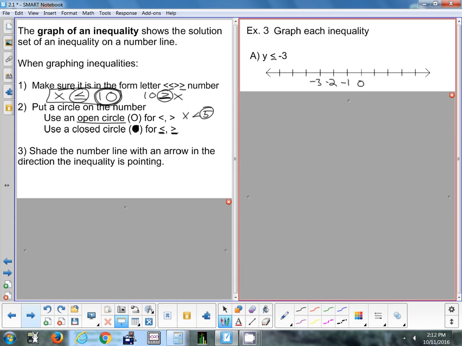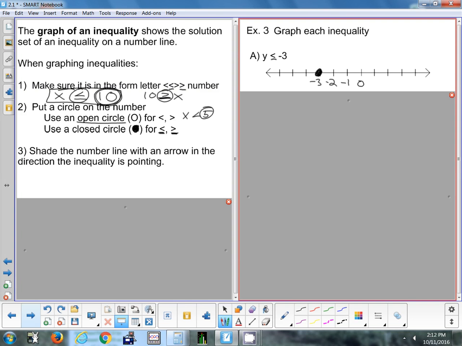Filled in. How'd you know that? Because it says less than or equal to. Right, anytime you have the less than or equal to, that's one of the symbols that you fill in. And where are you going to put the circle? On what number? -3. Perfect. So filled in circle, -3.